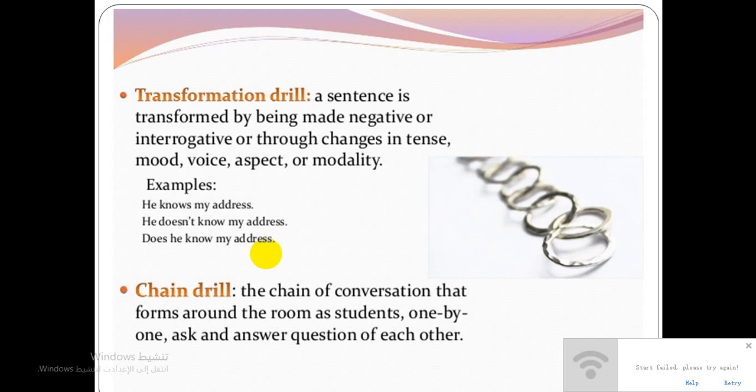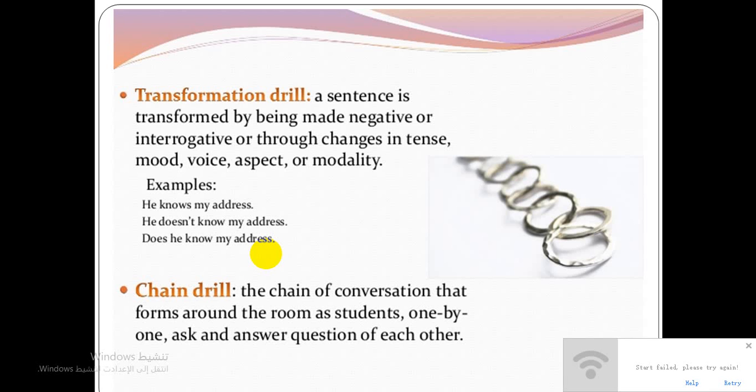The chain drill gets its name from the chain of conversation that forms around the room as the students, one by one, ask and answer questions of each other. The teacher begins the chain by greeting a particular student or asking him a question. That student responds, then turns to the student sitting next to him. The first student greets or asks a question of the second student, and the chain continues. A chain drill allows some controlled communication, even though it is limited.